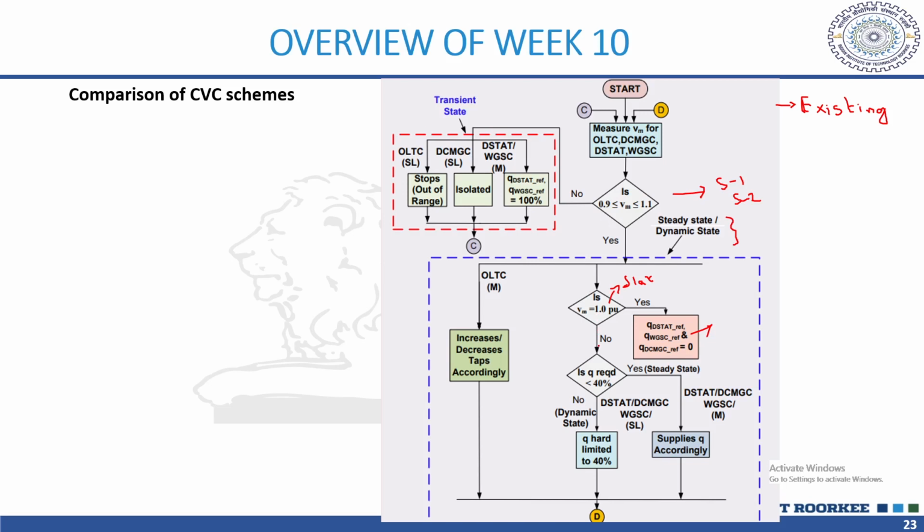But if the voltage is not at 1, then depending upon the system, if it is in steady state basically, that means the Q required is less than 40%. So if it is yes, then the Q has been provided from these resources.